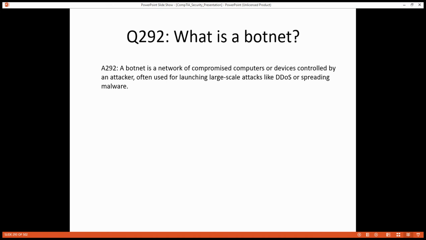Q292. What is a botnet? A292. A botnet is a network of compromised computers or devices controlled by an attacker, often used for launching large-scale attacks like DDoS or spreading malware.